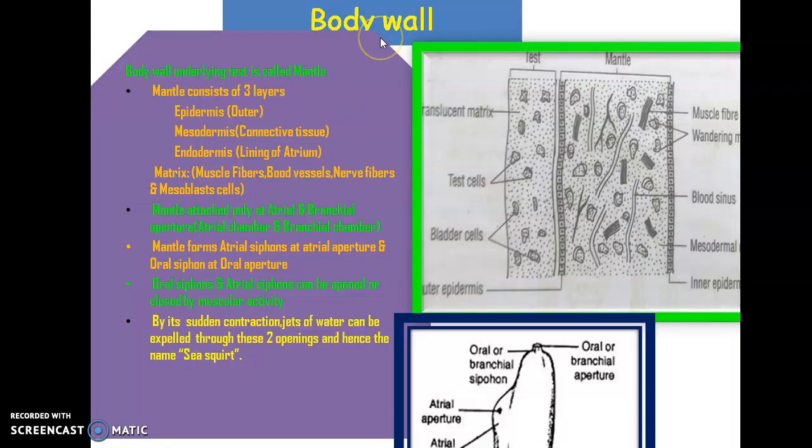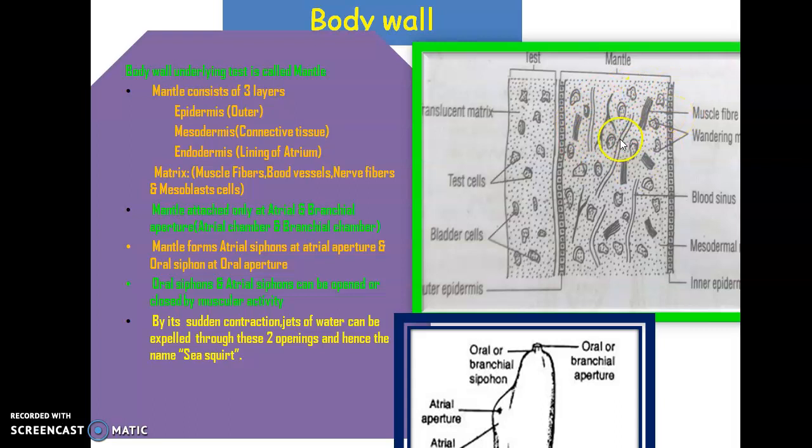Then comes the body wall. The body wall is the region formed just behind the test. The test is the outer covering, and just behind or below it you can see the body wall. This body wall is called the mantle, and it is composed of 3 distinct layers: an outer epidermis, a middle mesodermis, and an inner endodermis. The first represents the outer region, the second the connective tissue or middle region, and the third the lining of the atrium or cavity.